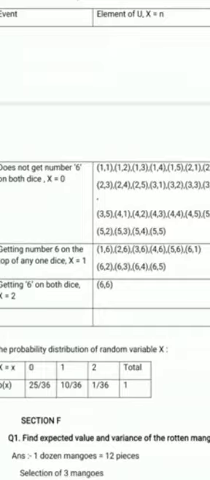Moving on with our next section, that is section F. The very first sum is not there in the syllabus.